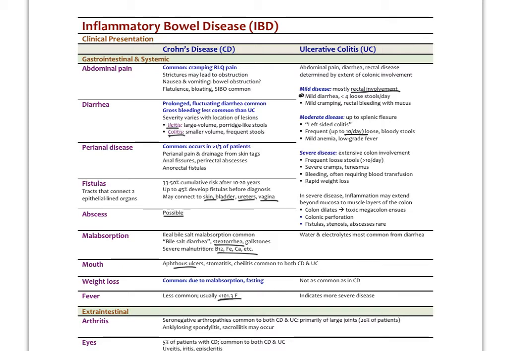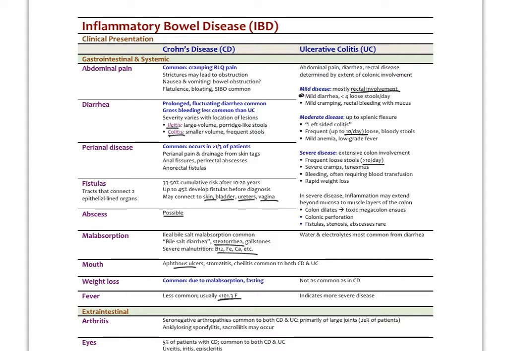And then severe is when it gets beyond the splenic flexure, often the whole colon becomes involved, and there's frequent loose stools, more than 10 times a day, severe cramping, tenesmus, which is cramping of the anus, bleeding, often requiring blood transfusion, and rapid weight loss.